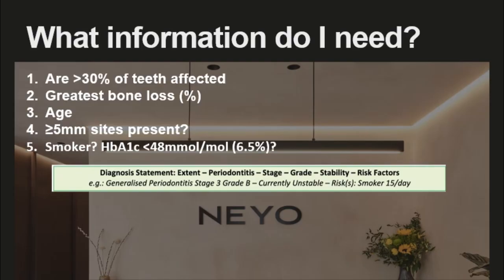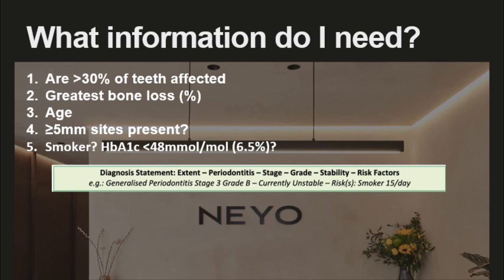What information do we need? So if we look at the diagnosis statement as cropped from the BSP flowchart in the green box below, there are 5 aspects to fulfill, and the 5 questions listed on this slide are what I filter through to come to a diagnosis more efficiently.